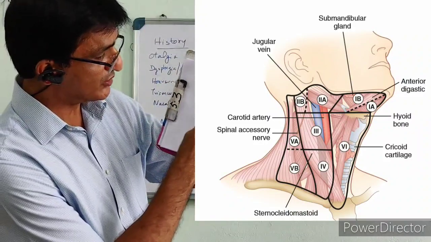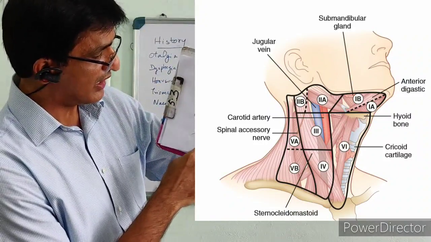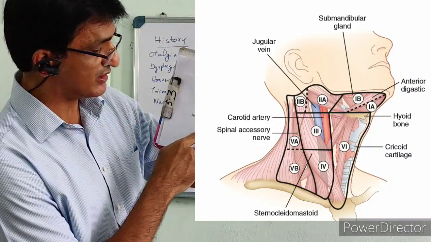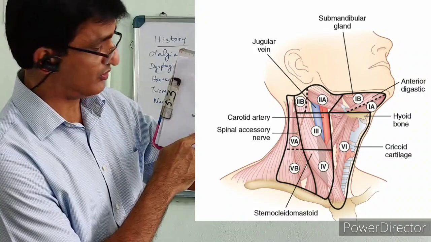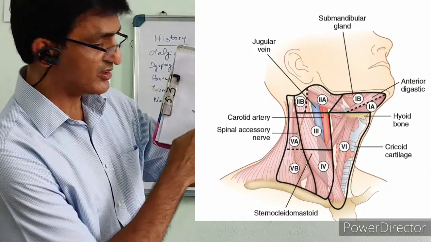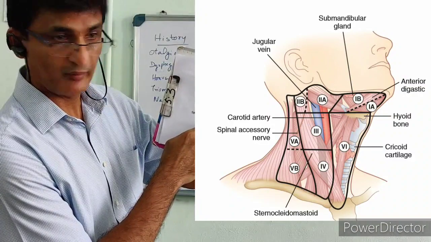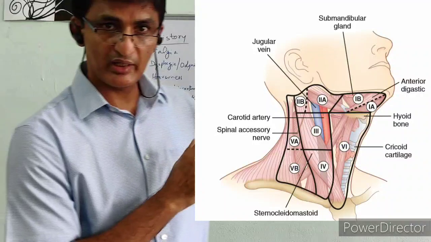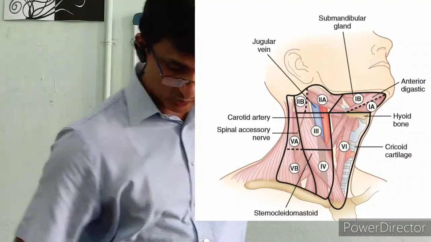Level 5 is from the base of the skull to the clavicle and from the posterior border of the sternomastoid to the anterior border of the trapezius. This is a big area, which is divided into 5A and 5B by the spinal accessory nerve. So levels 1, 2 and 5 are divided into A and B. So what is the importance?